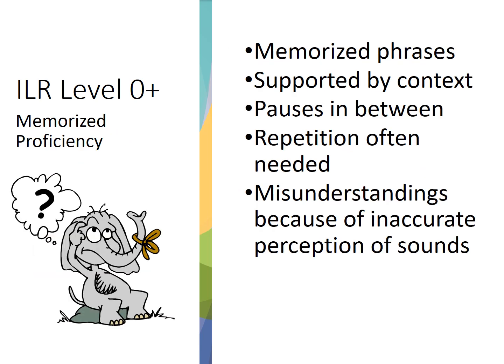0 plus is the level of memorized proficiency. The learner has memorized some parts of language, like useful words and phrases, and can understand them when they are said by a native speaker. Phrases must be spoken in a context that helps the listener to understand what is meant. Usually, they need to be spoken slower than normal with added pauses. Often, the memorized phrases need to be repeated before the 0 plus learner recognizes them. And, because learners at 0 plus are still not accustomed to the sounds of the language, there will be mistakes, sometimes confusing one word with another.